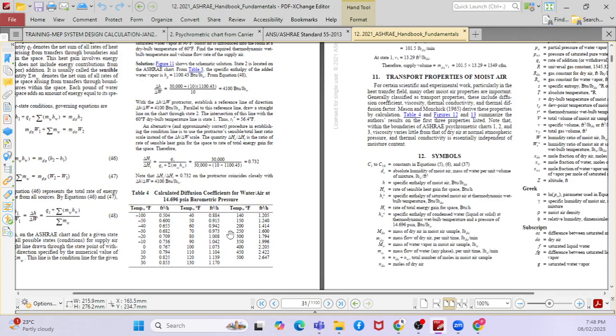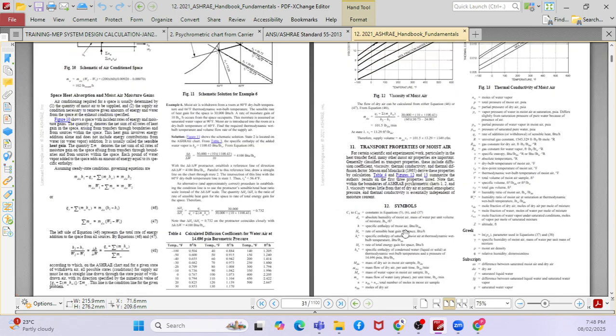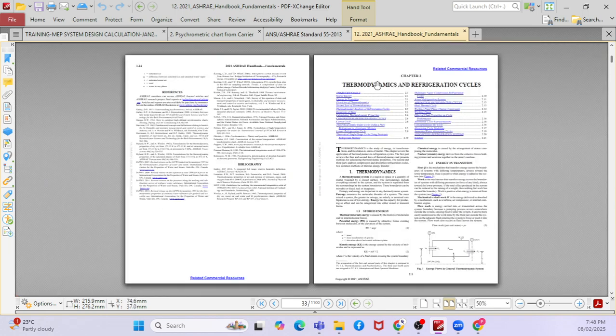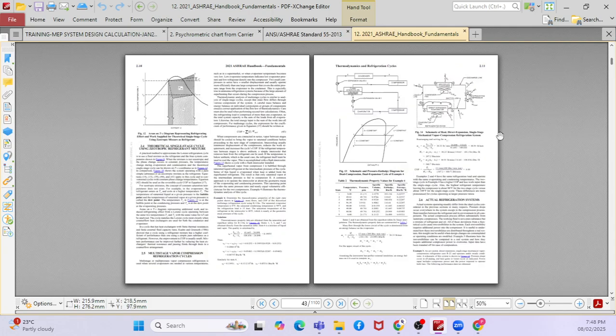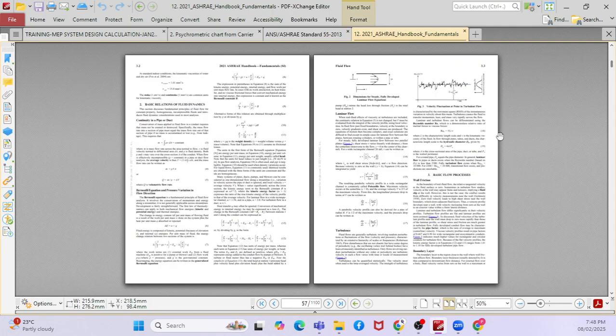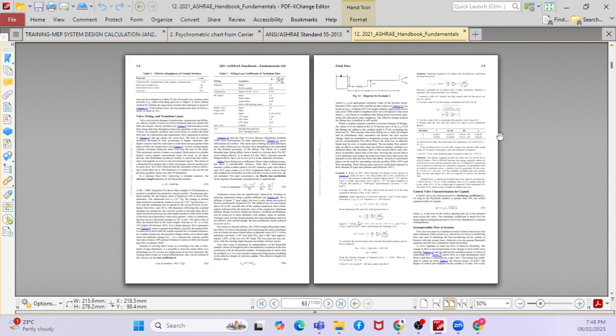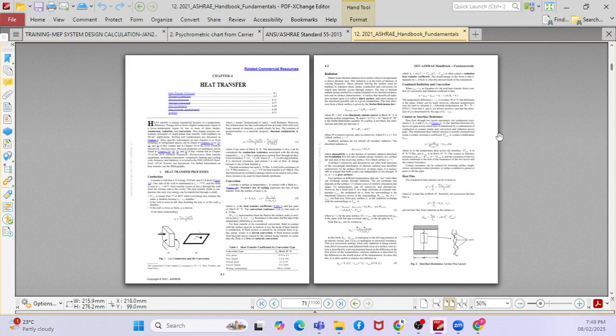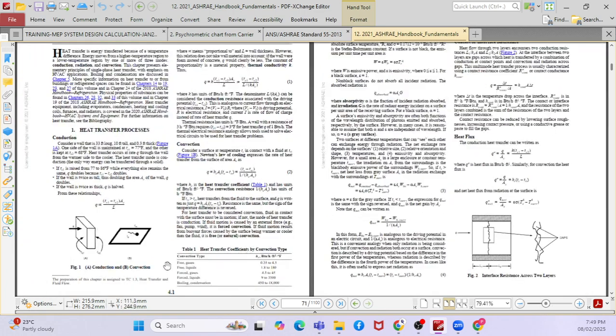Okay, and if I go further down, this is thermodynamics and refrigeration cycles. If I go further down, this is the heat transfer equation, right? Remember, whenever we do the heat load calculation, we have convection and conduction. So that equation will be applied for the envelope, right?